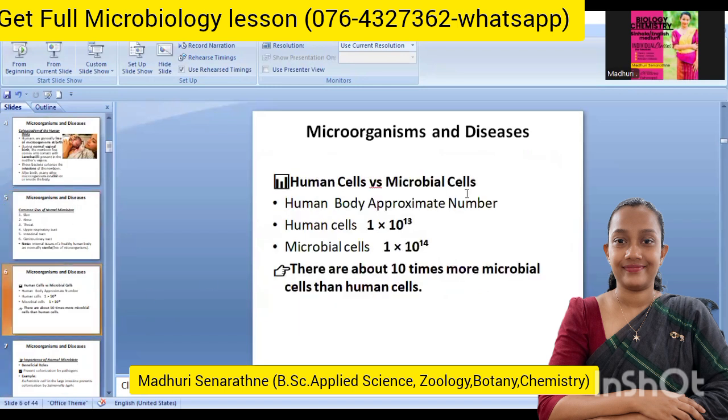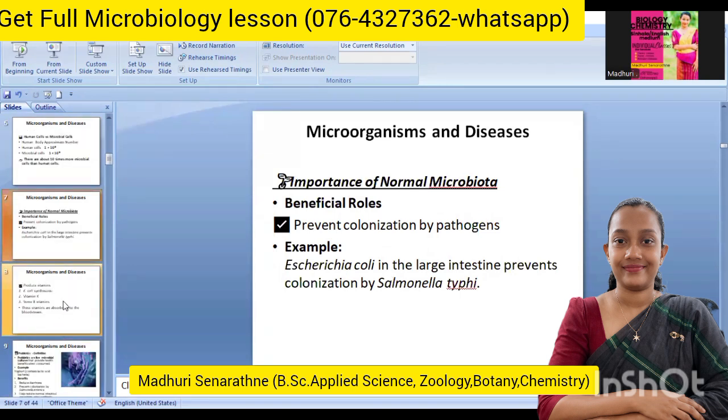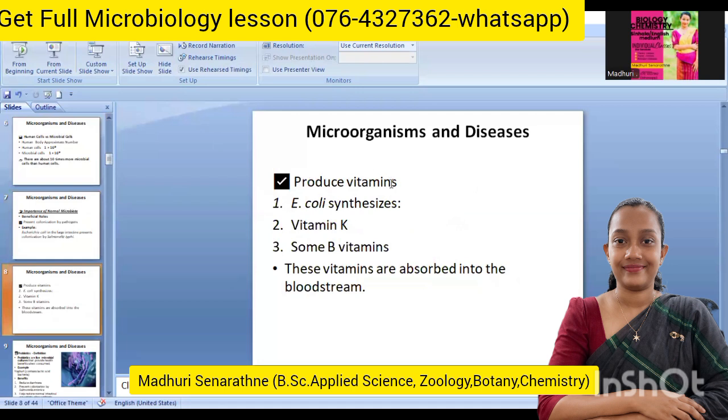Human cells versus microbial cells. The human body contains approximately 10 to the power 13 human cells, and microbial cells 1 into 10 to the power 14. There are about 10 times more microbial cells than human cells. Importance of normal microbiota. What are the beneficial roles? Prevent colonization by pathogens. Example, Escherichia coli in the large intestine prevents colonization by Salmonella typhi. Second importance, produce vitamins. E. coli synthesizes vitamin K and some B vitamins. These vitamins are absorbed into the bloodstream.